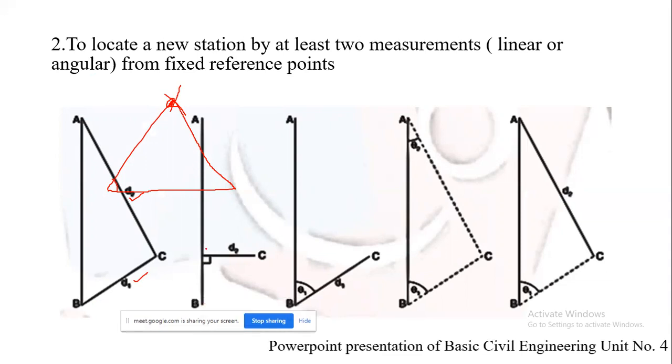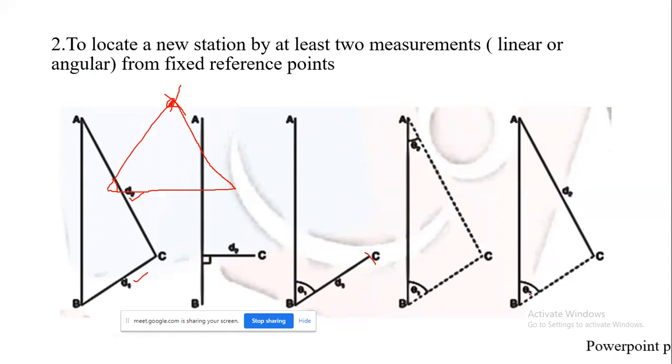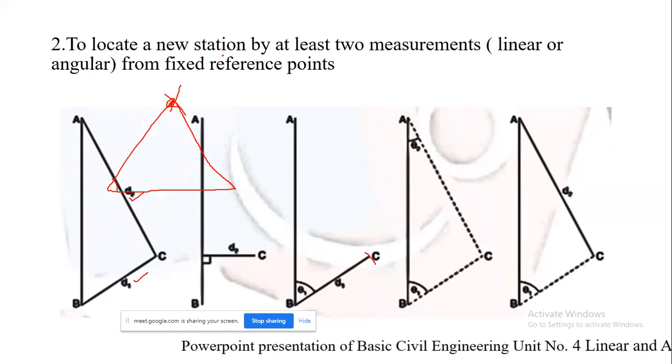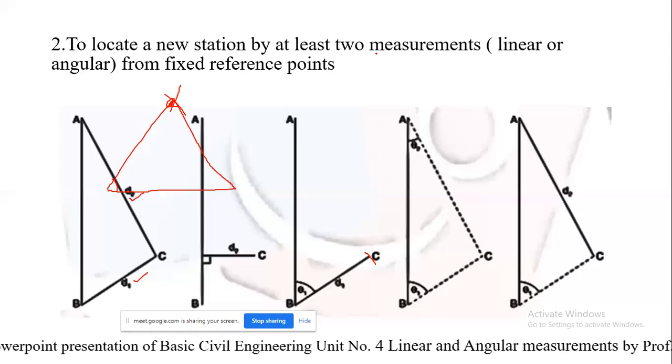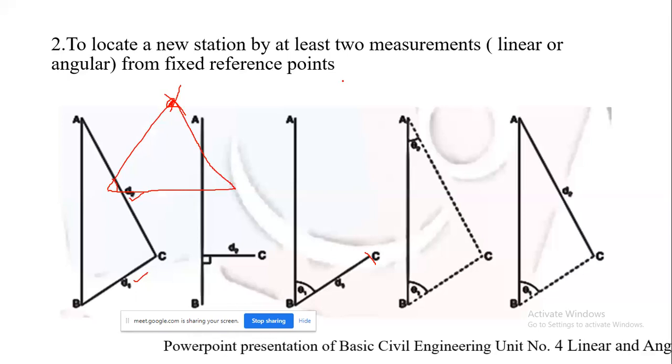Again, here it is a fixed baseline. Knowing the angular measurement, which is 90 degrees, and this distance, you can plot the third point. So again, one angle, one distance, you can plot an arc like this. Then again, both angular, and one angular and one linear. That is to locate a new station by at least two measurements from fixed reference points. That is the second principle of surveying.